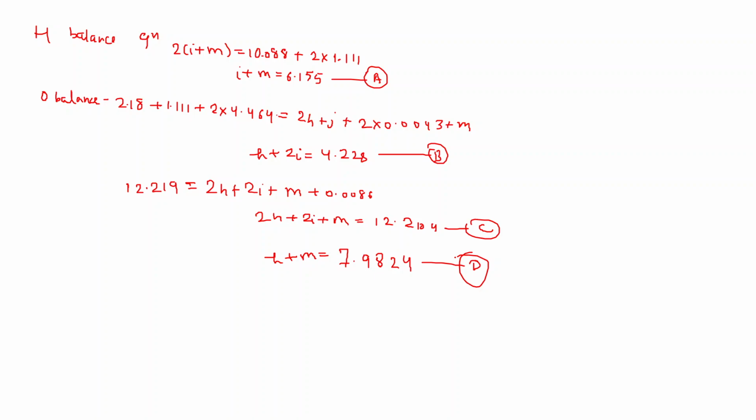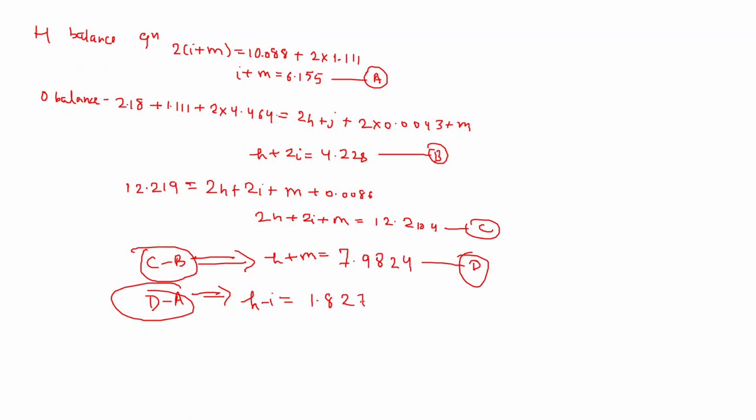So these are the four equations. This equation, this D equation, we got by doing C minus B. Then by doing D minus A, we get H minus I equal to 1.8274. Then doing 2 into E plus equation B.